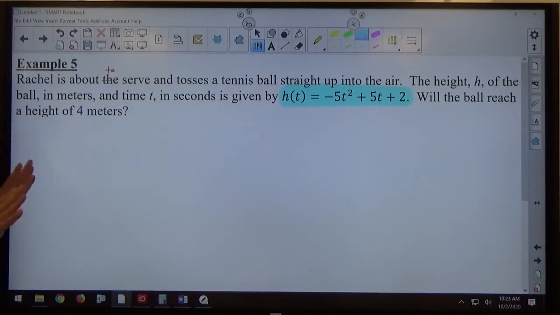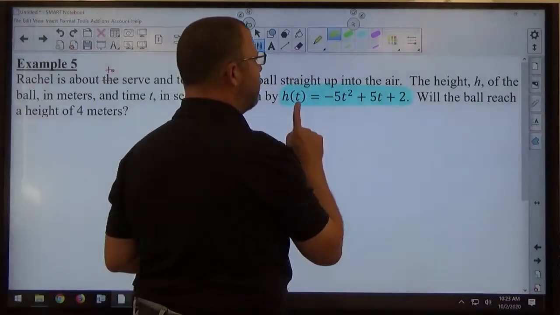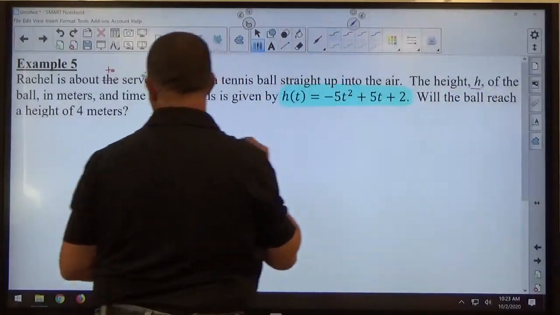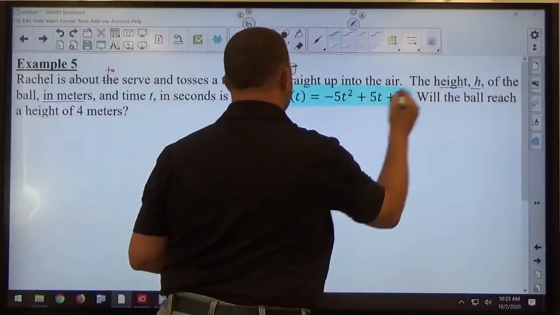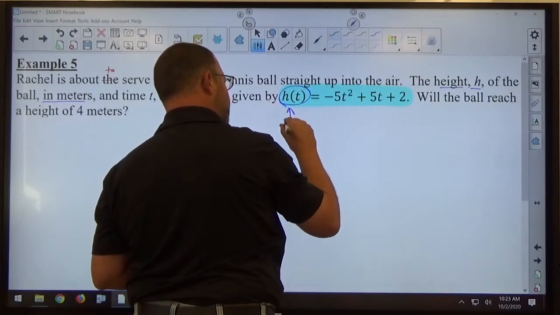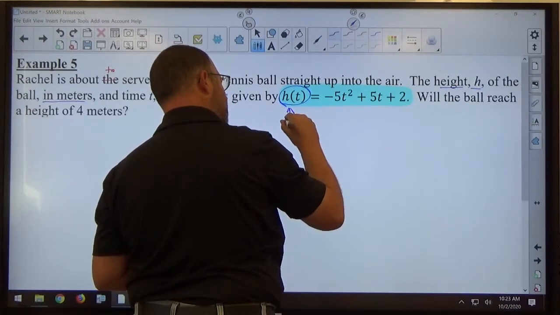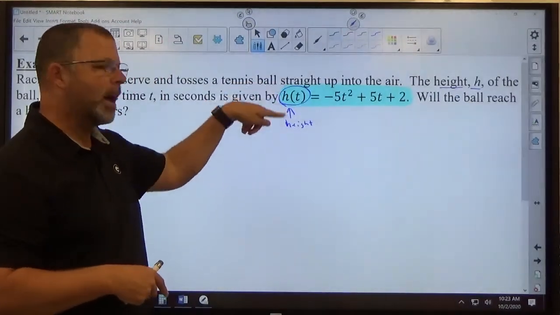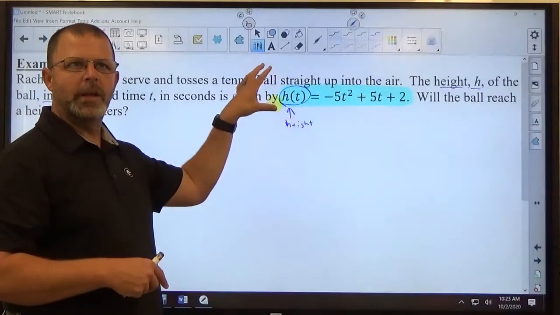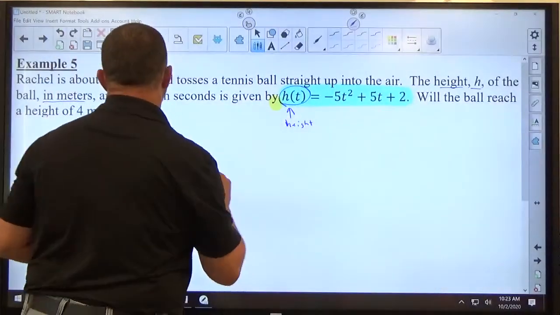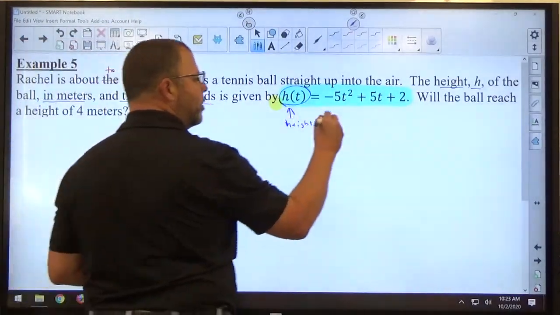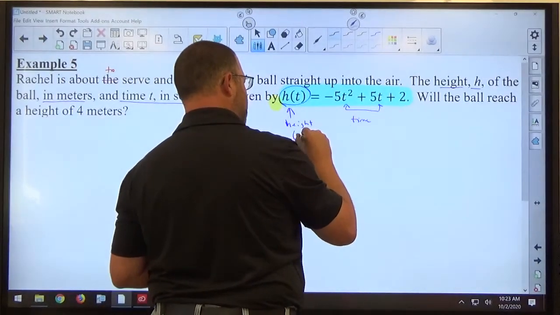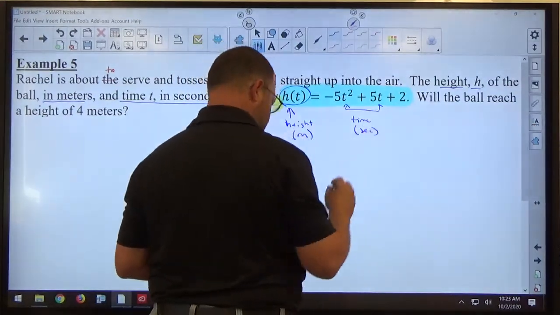And it's very important when you read the function that you see what variables represent. So I'm looking, it says the height h in meters. So this is height. They did use functional notation here: h of t equals. H of t is the variable h if you want to make it simpler to look at. And it says time t in seconds. So each of these t's represent the time in seconds. Height, meters; time, seconds.